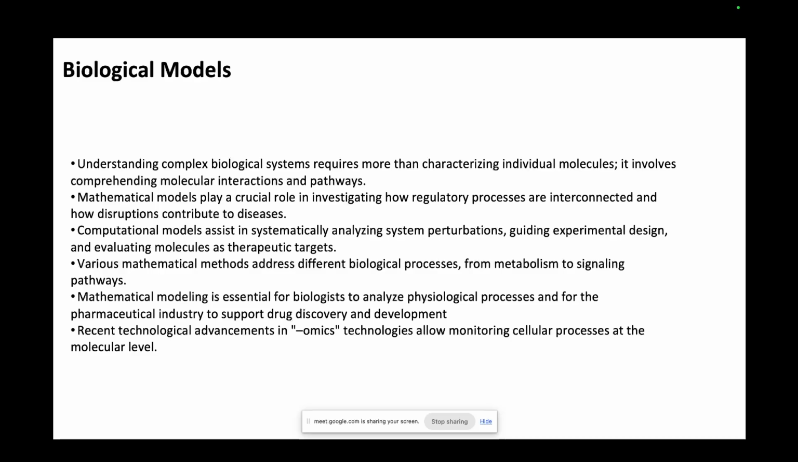Modeling is essential for biologists to analyze physiological processes and for the pharmaceutical industry to support drug discovery and development. And the most recent advancement is omics. I'm sure a lot of you are familiar with omics, or at least you have heard the term. I personally work in genomics. I analyze genomic data and try to understand the different nuances present in the genome and how those can be functionally relevant, to make a particular protein or not make a particular protein, cause a disease, things like that.